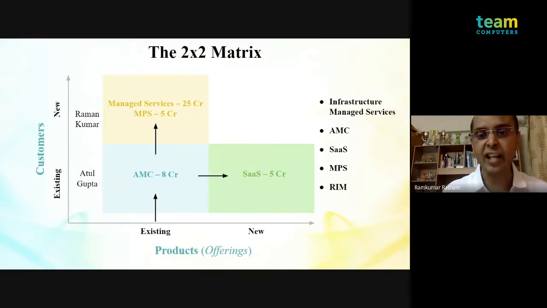Now comes the next step. Now I've sold almost everything in my bag. I started with AMC. I navigated horizontally, sold SaaS. I navigated vertically, identified the buyer for managed services. I sold managed services. I sold MPS. Now what's in my bag? I have RIM. I want to identify who's the person within Maruti who can consume my RIM services.